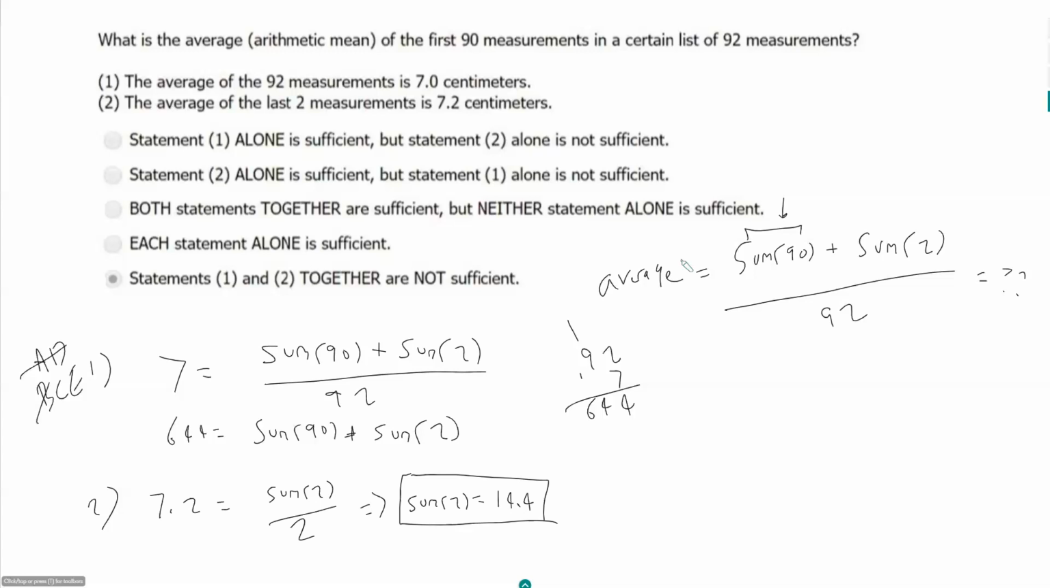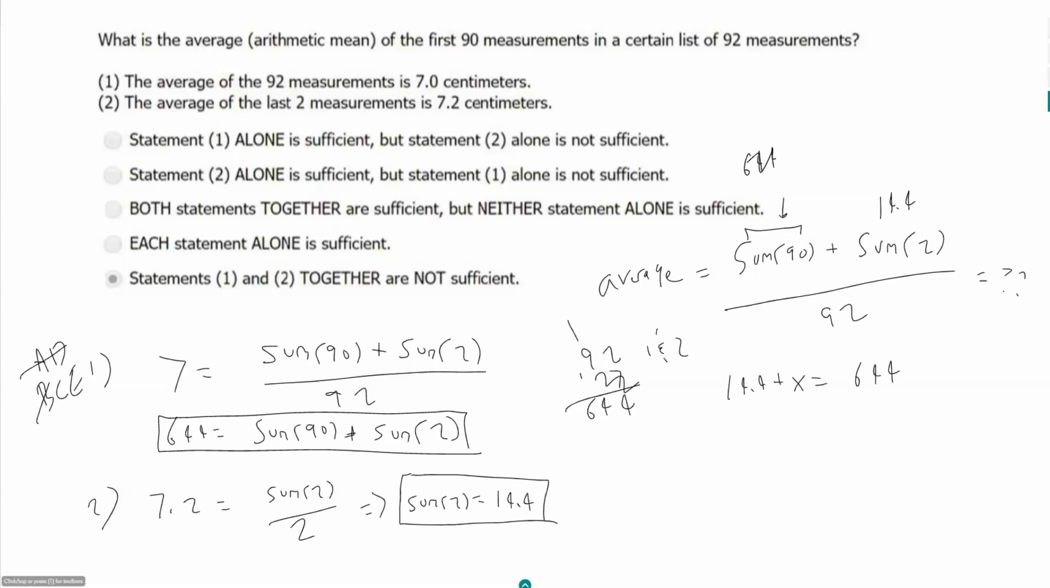So together, what do we know? We know this sum here is 14.4. And together, our numerator here has to equal 644. So from that, we can get the sum of our first 90 measurements. So if I say 14.4 plus x is equal to 644, where x is the sum of our first 90 measurements.